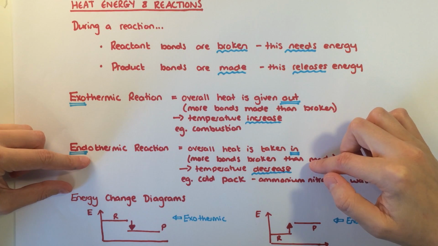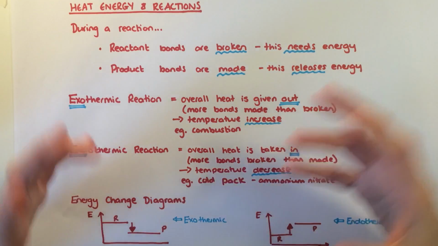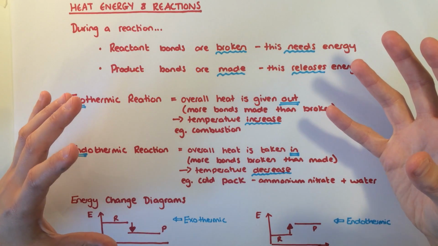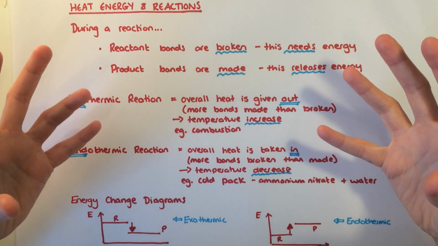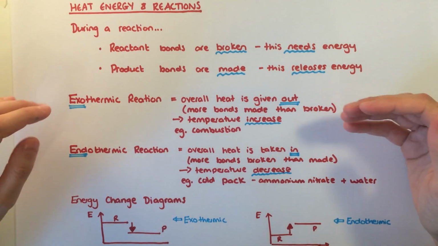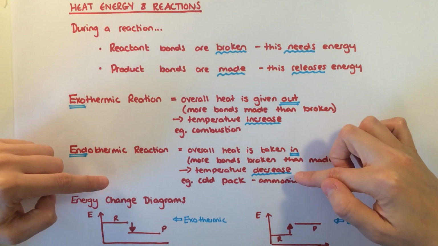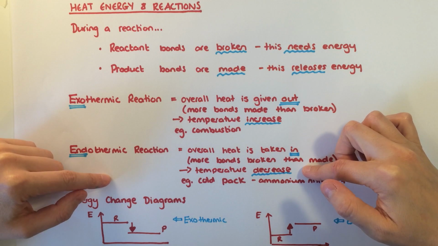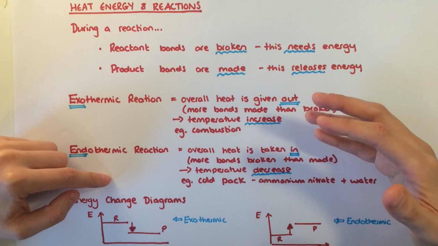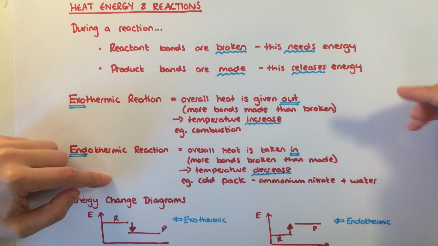Endothermic reactions are ones where the energy needed to break the reactant bonds is more than the energy released when the products are made. So overall, energy needs to be taken in from the surroundings. This causes a decrease in temperature during the reaction. An example would be a cold pack that you might put on a sports injury.